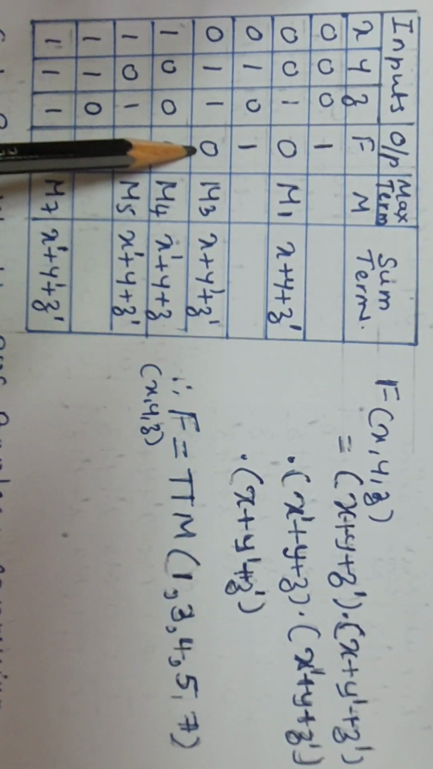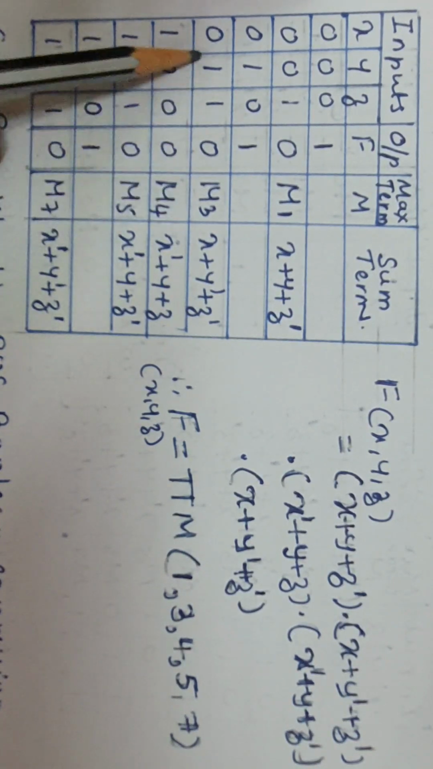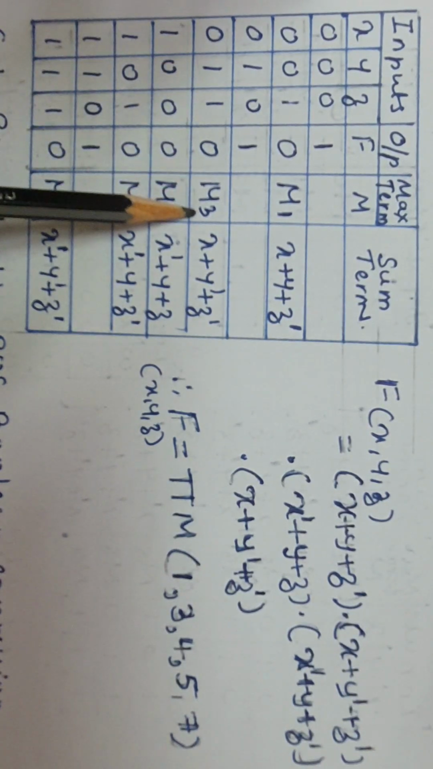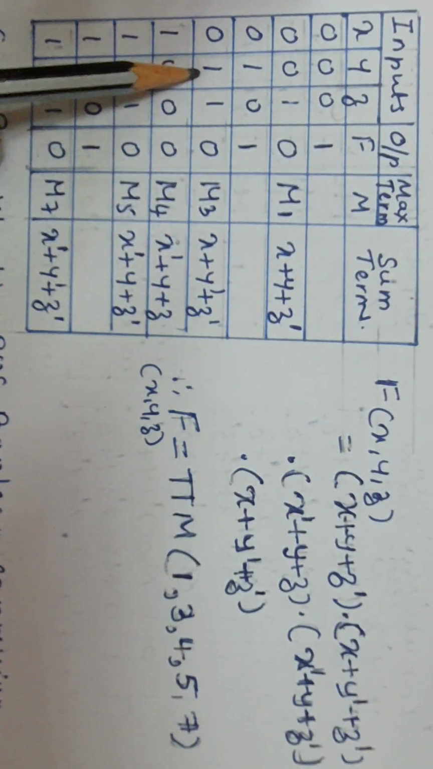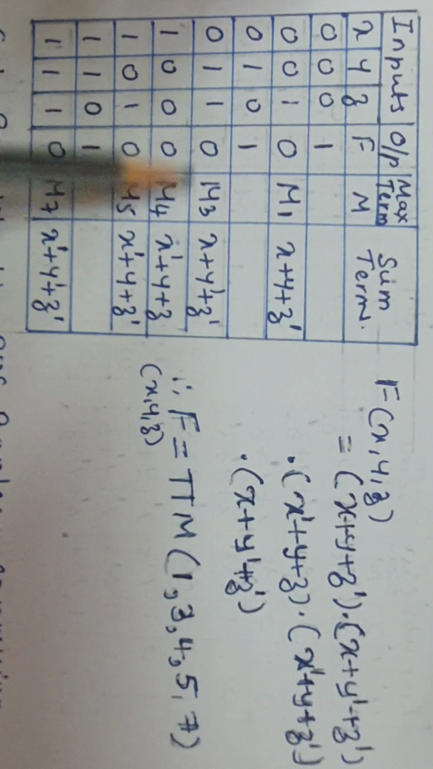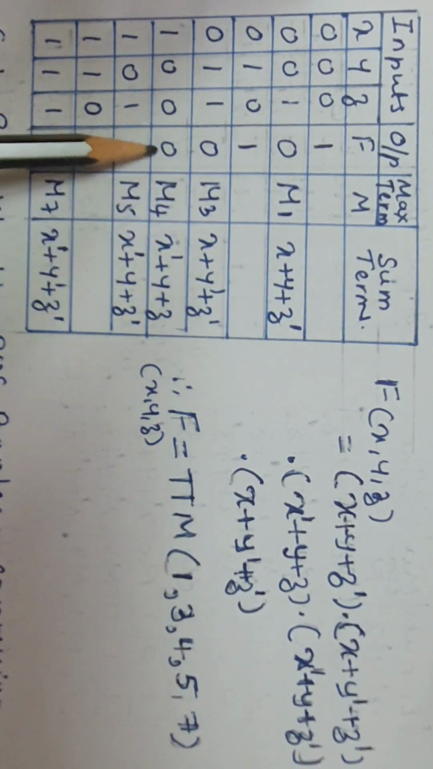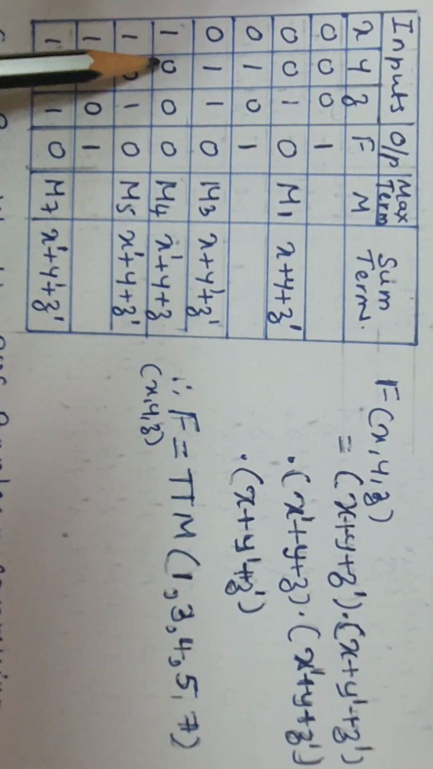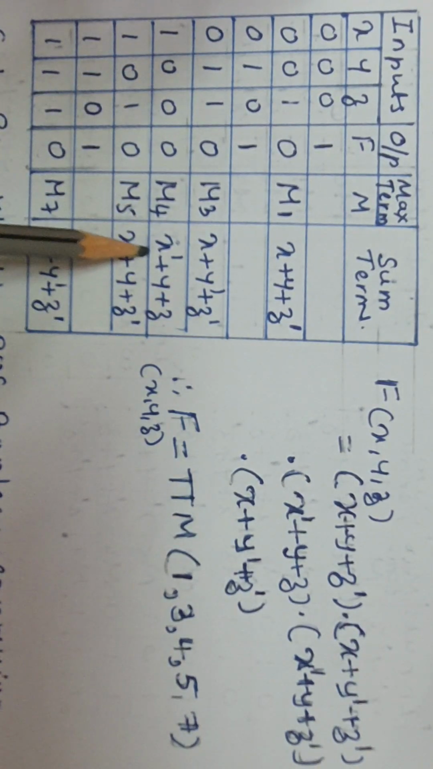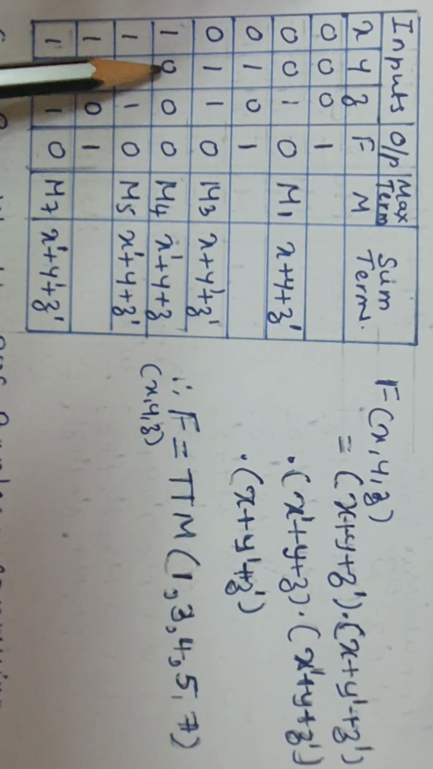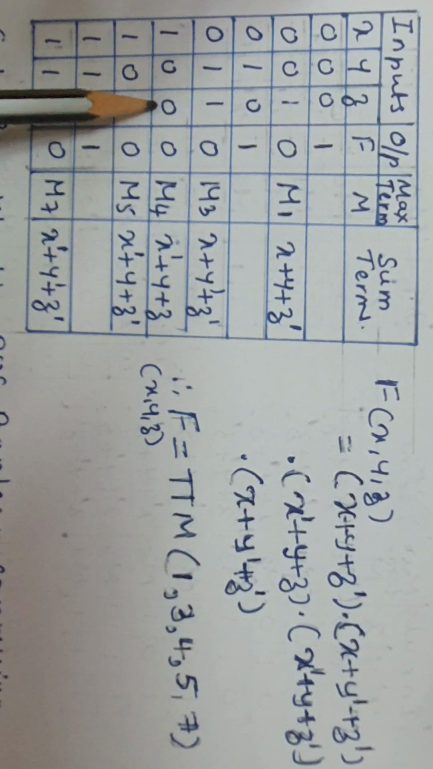Then where again f is 0 here, this is for M3. 0, 1, 1 means 3. So M3: x is 0 means x as it is, y is 1 means y dash, z is 1 means z dash. So the M3 sum term is written here. Again f is 0 here. This is 1, 0, 0 means 4, M4. So that is x dash plus y plus z, because x is 1, y is 0, z is 0.